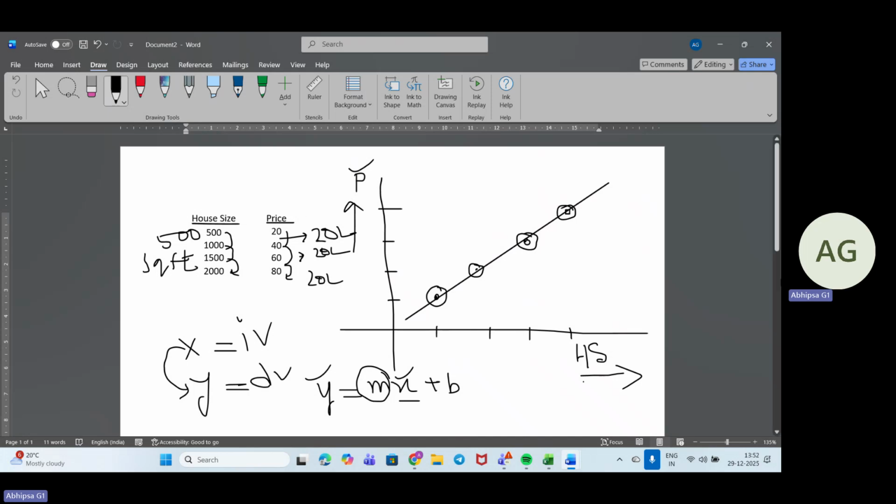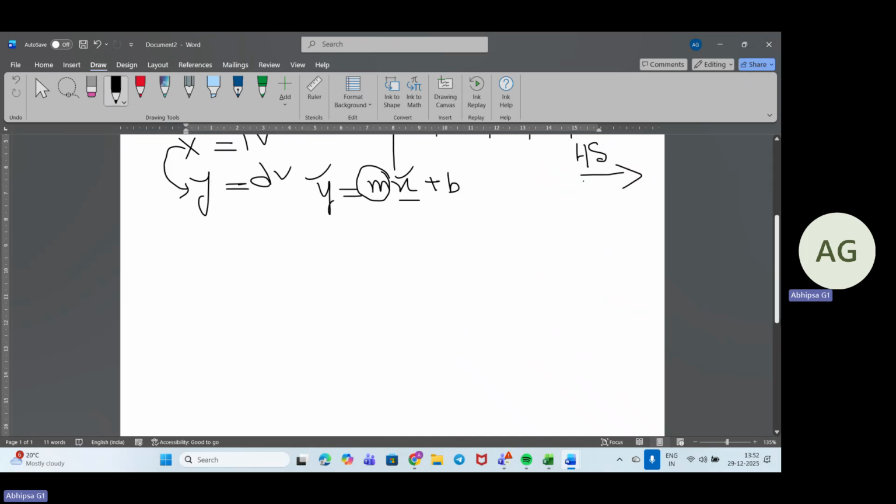So as we have y equals mx plus b, what is b? B is the starting price, and m is how fast the price is increasing. So this is my formula: y equals mx plus b.